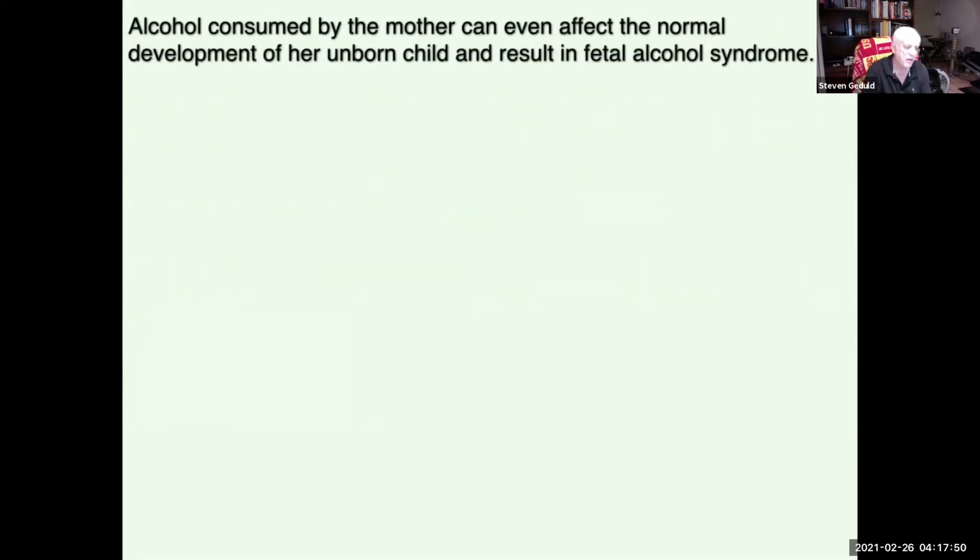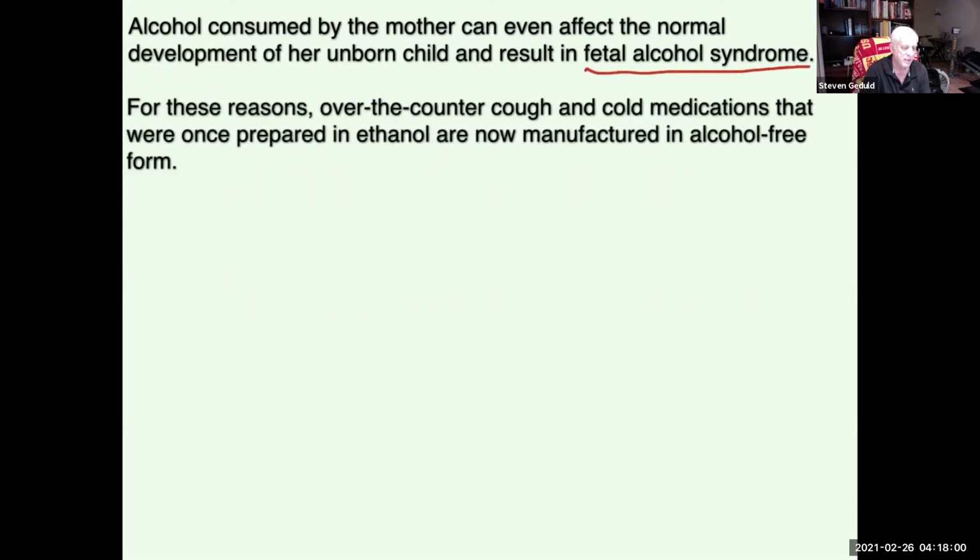Okay. So alcohol consumed by the mother can affect the normal development of an unborn child, fetal alcohol syndrome. Okay. Fetal alcohol syndrome is a very big problem in this country. Okay. Over-the-counter cough and cold medications that were once prepared in ethanol are now manufactured in alcohol-free form. Mouthwash that you use. How many people have seen Scope, Listerine with alcohol in it? Because it kills germs, right?